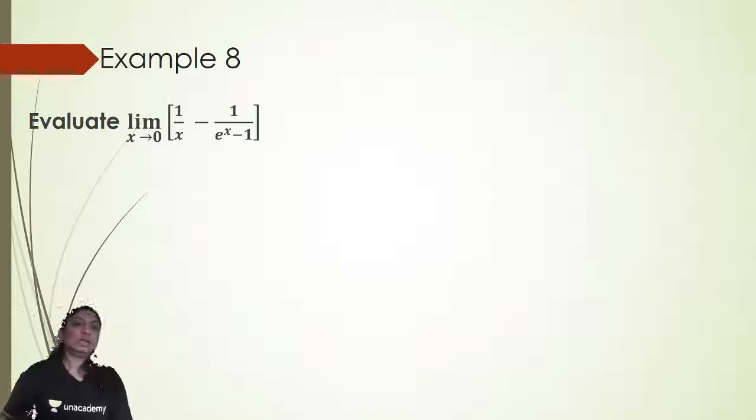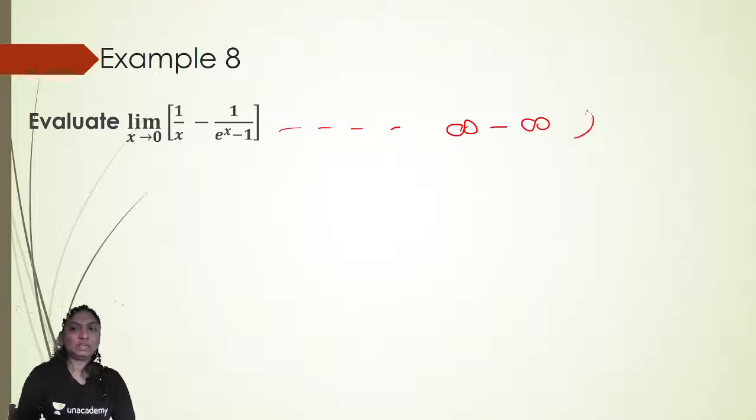So next is C. Evaluate limit as x tends to 0, 1 upon x minus 1 upon e raised to x minus 1, right? So x tends to 0, 1 upon 0 is infinity, 1 upon e raised to 0 is 1, 1 upon 1 minus 1 is 0. So 1 upon 0 again here is infinity minus infinity form, right? Here is infinity minus infinity form.